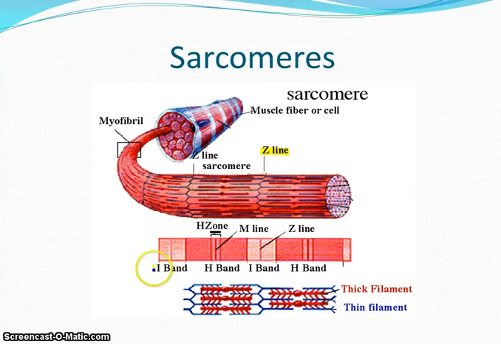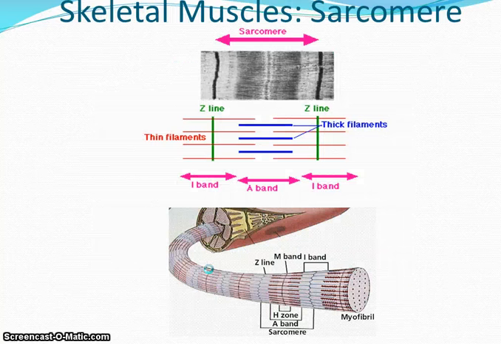The next thing is the I band. These are the thin filaments. The A band, which I'm not seeing on here, is the thick filaments. And the H zone is going to be where the thick filaments are. So the A band would probably be where this is called in here. And again, this just shows you what a sarcomere is. You have I bands, A bands, you have your Z lines.